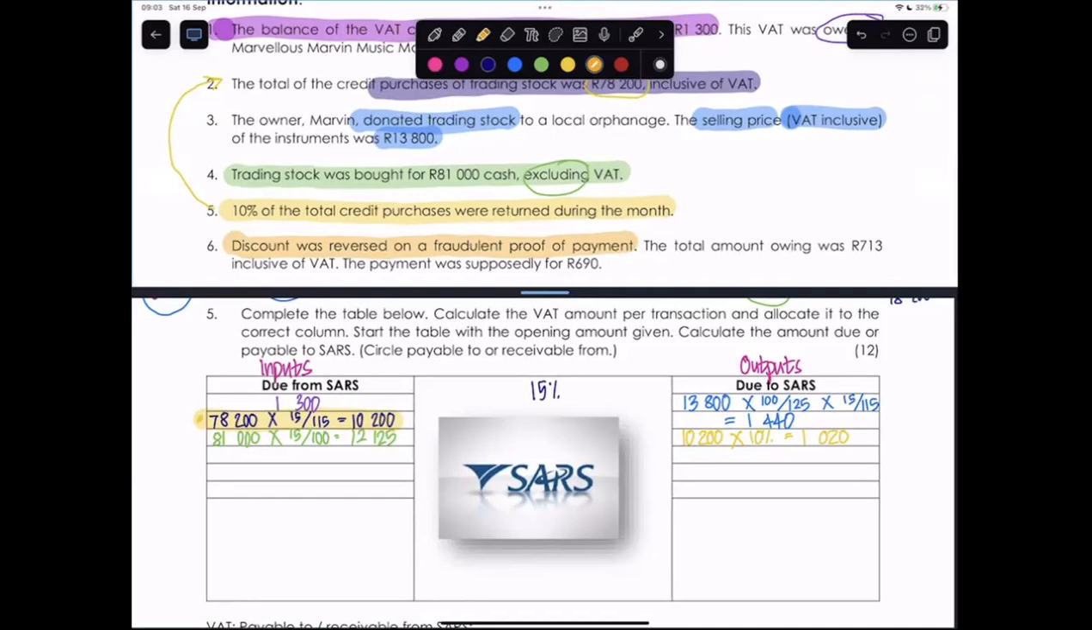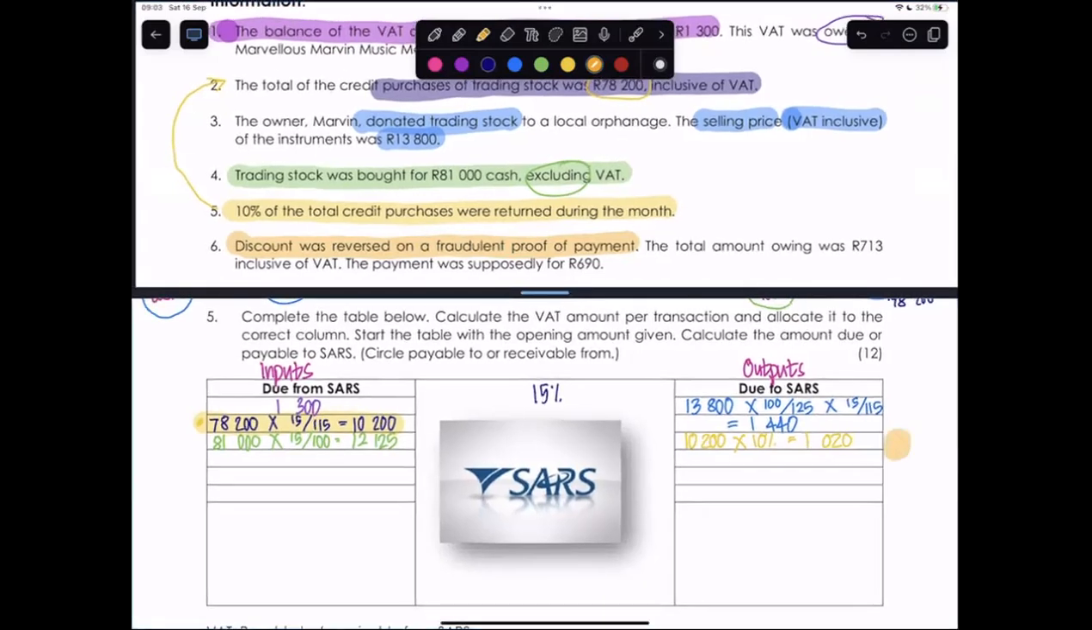The original transaction would have been the sales, then you would have subtracted on the discount. So sales would have been an output. The discount allowed would have been an input, and therefore if we're cancelling the discount, then it's going to be an output again. And it's quite fun to actually just bounce between the two sides, and then you can actually see what you're doing. So that means it's going to be on the outputs due to SARS column.